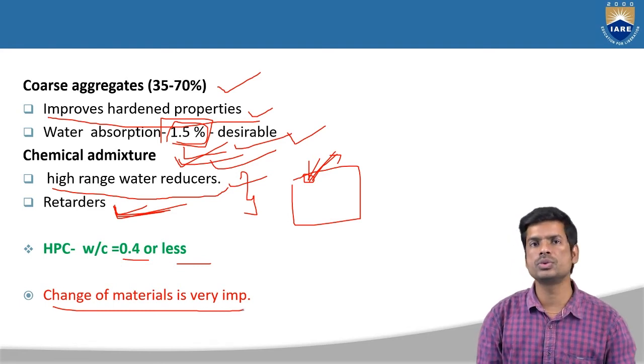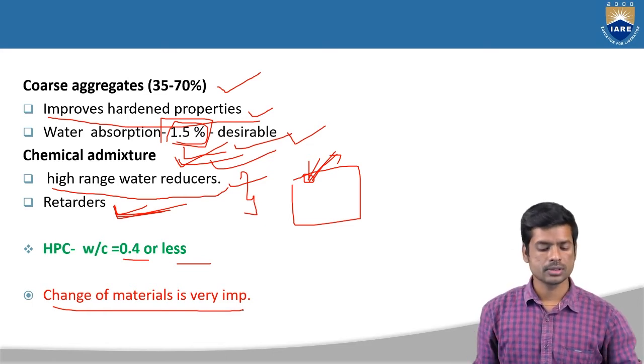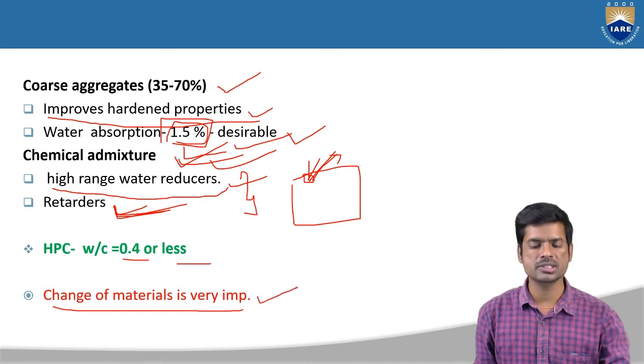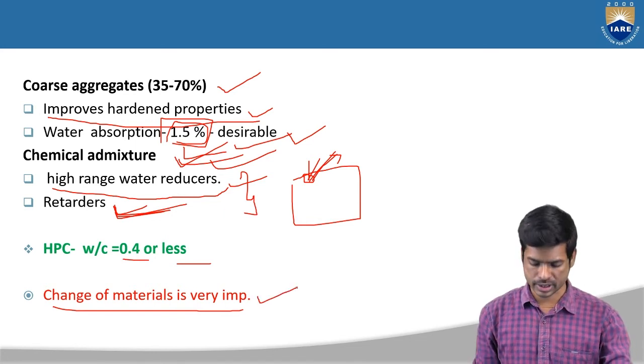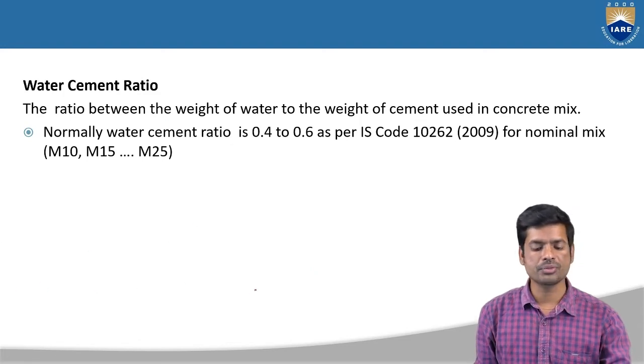So whenever you are going to use the high performance concrete, to improve the properties, we are going to change the materials, depending upon the environment, what is the suitable material. So depending upon the environment, we are going to change the material proportions, and we use them in the construction. Next, coming to the water cement ratio, the ratio between the weight of water.